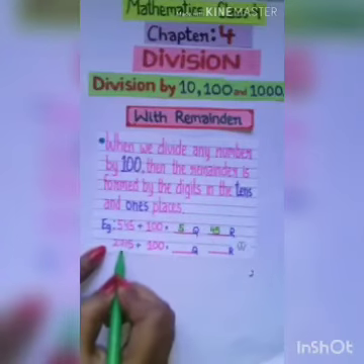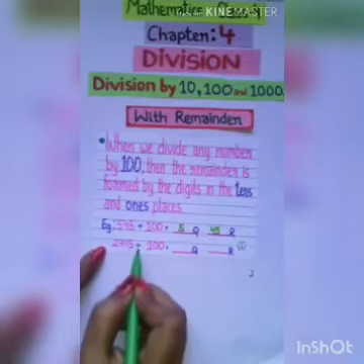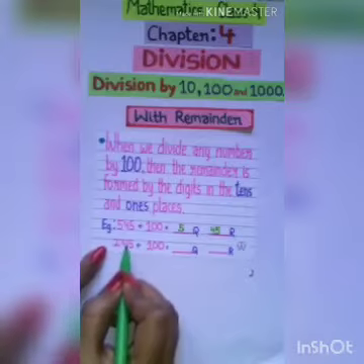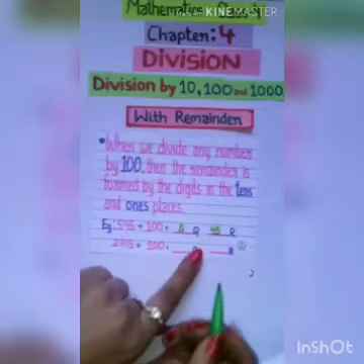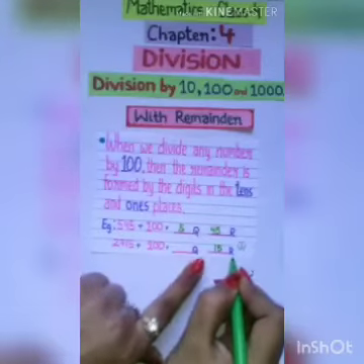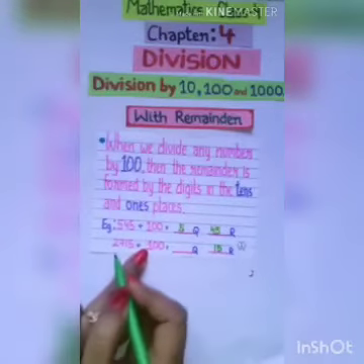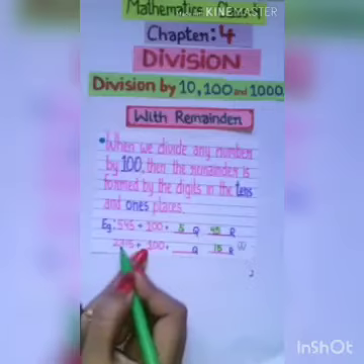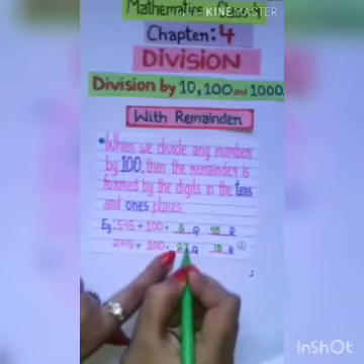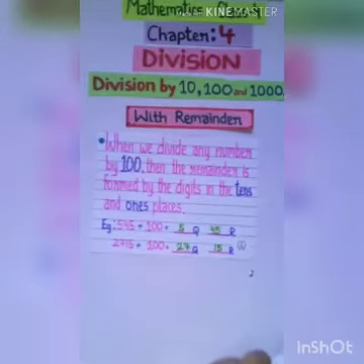Similarly, in 2715 divided by 100, the last two digits in tens and ones place are 1 and 5. So 15 is the remainder and the other digits, that is 27, will be our quotient. So this was dividing by 100.